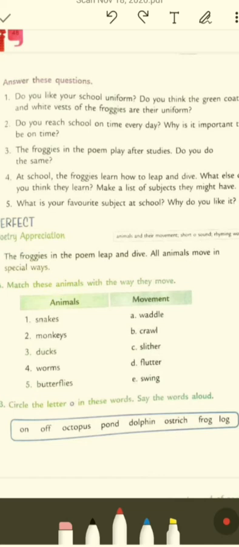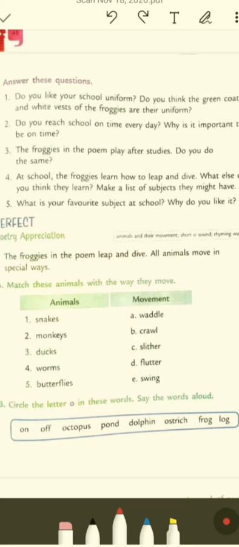Four. At school, the froggies learn how to leap and dive. What else do you think they learn? Make a list of subjects they might have. What else do the froggies learn? They might be learning how to study, they might be learning manners, discipline, behavior, dictation, English, this and that, right? So you are asked to make a list of subjects they might have, so it's up to you.